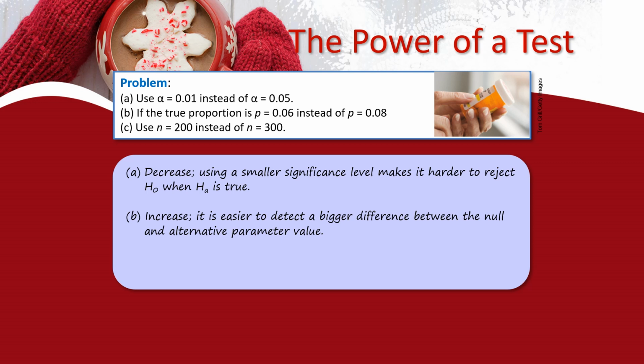Last one, I'm going to use a sample size of 200 instead of 300. Talk to your neighbor friend. Okay, and let's bring that one back. You should have been quick on this one. Anytime we decrease our sample size, our statistic isn't as good, so our power is going to go down. Decreases. A smaller sample size gives less information about the true proportion.